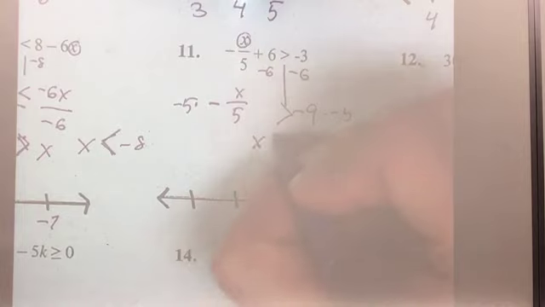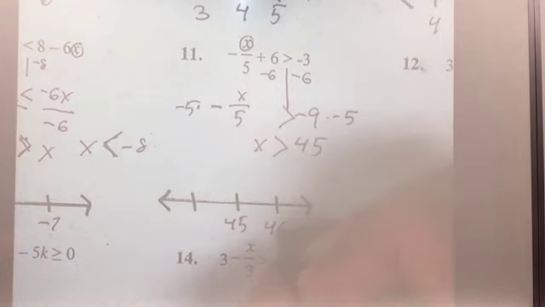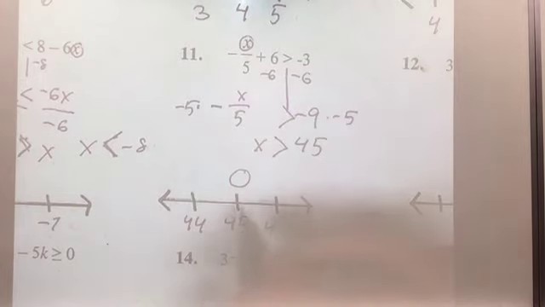So x is greater than 45. So 45 goes here, 46 goes above it, and 44 goes below it. It's open. It's not going to be closed because it's just greater than. It's not equal. And it goes to the right.